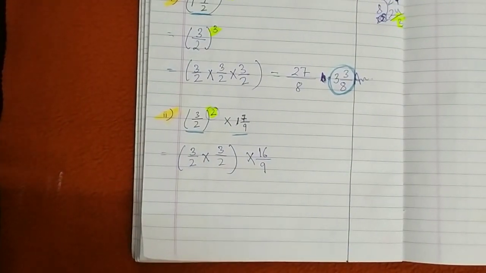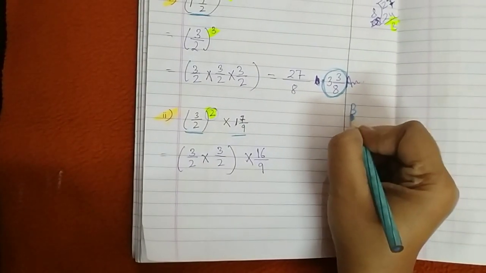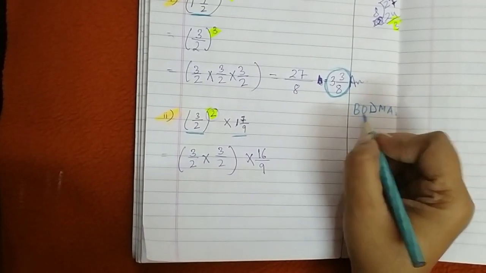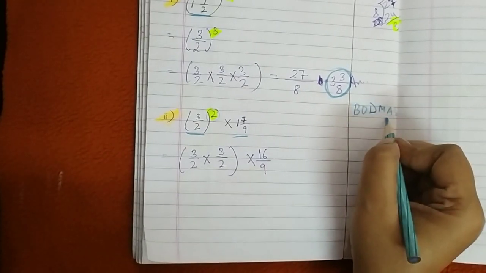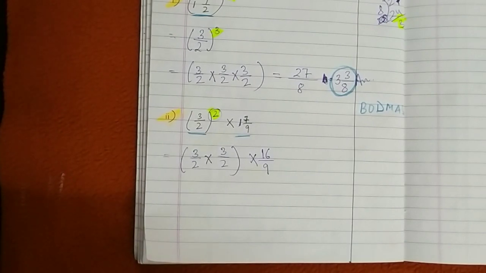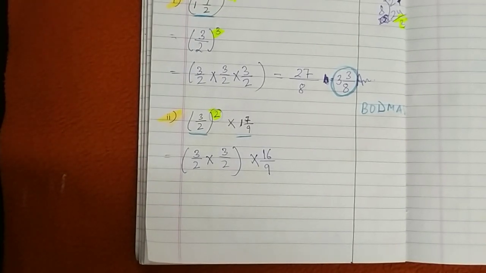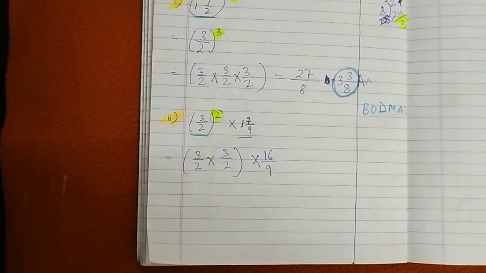And children, always remember one rule: BODMAS. Where B is for bracket, O is for of, D for division, M for multiplication, A for addition, S for subtraction. Always keep this in mind. If a bracket is there, we are going to solve the bracket first. Then of, then division, multiplication, and after that addition, and at last we will do subtraction. So this much is clear.